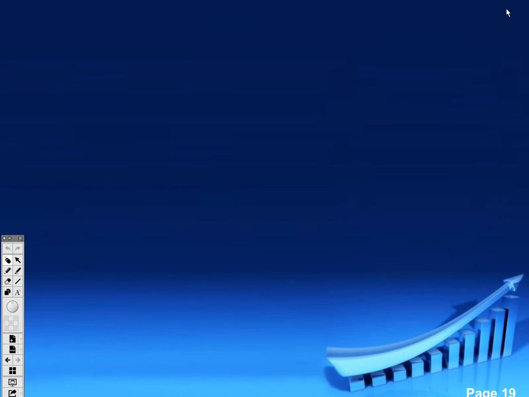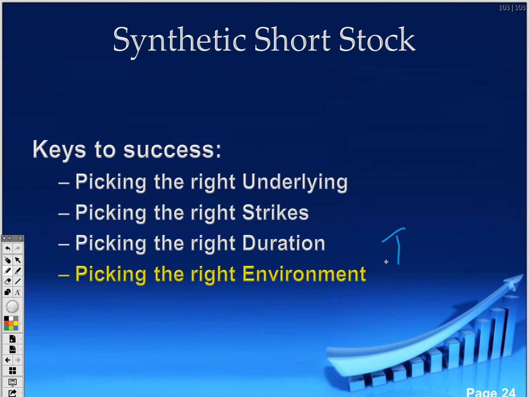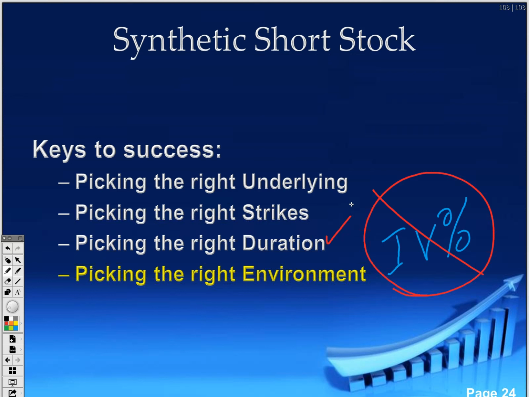Now, the beauty in this one, picking the right environment, I usually talk about this as implied volatility percent. We talk about IV percent a lot and trying to find out if it's high IV or low IV. Well, the nice thing here is we don't really have to worry about volatility, all right? And the duration, we don't have to worry about theta. That was another thing I forgot to mention: theta is going to get offset as well. So we don't have to worry about theta decay. That's another beauty in going out there.